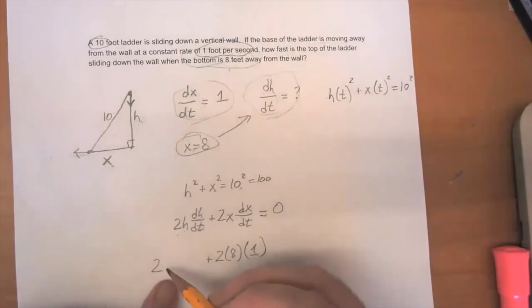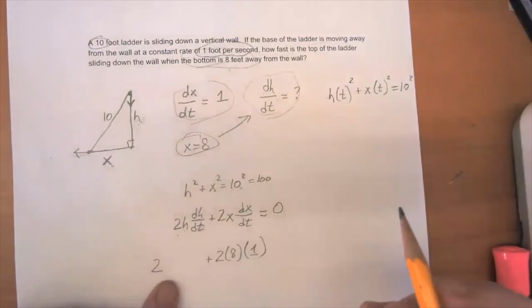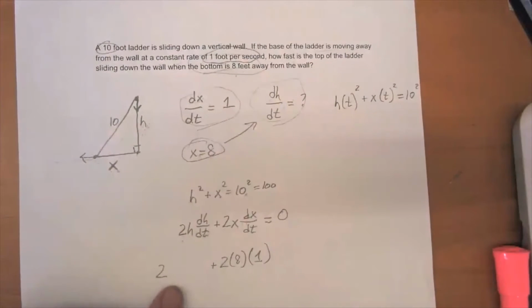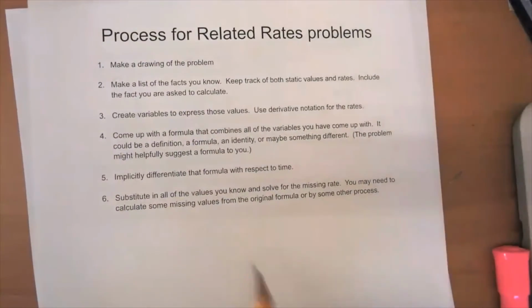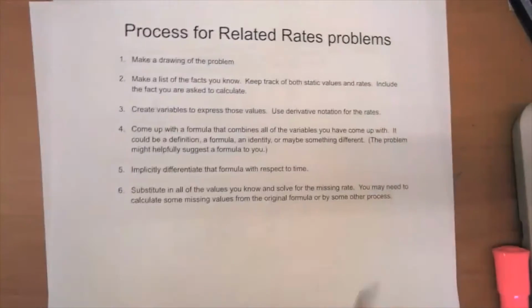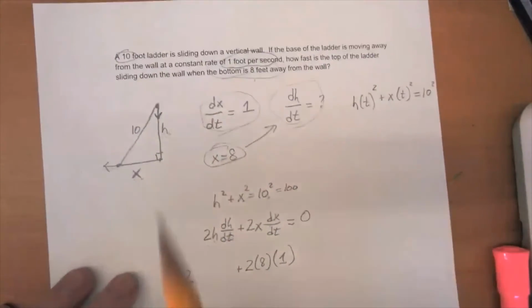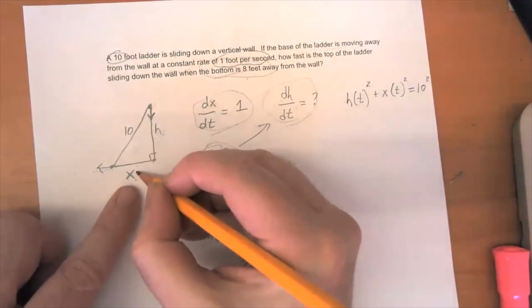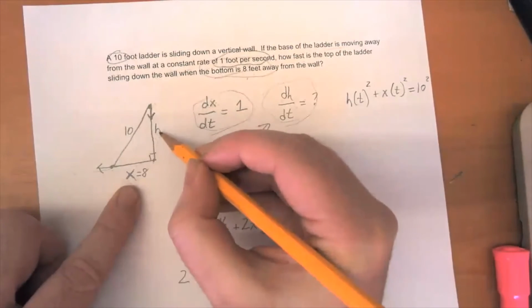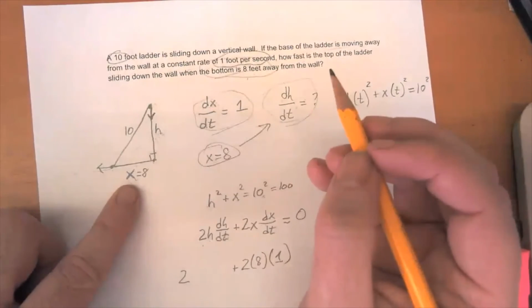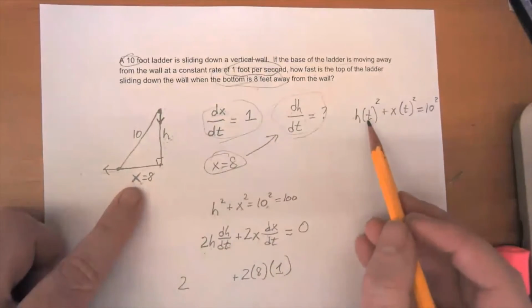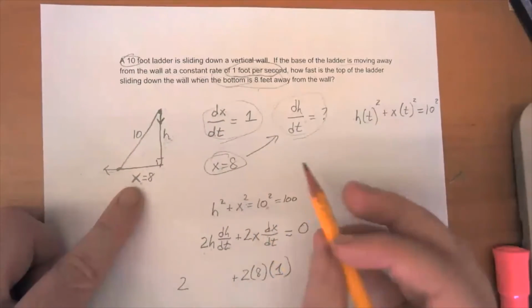So what is h equal to? This is part of the hint for step 6 of our problems. You may need to calculate some missing values from the original formula or by some other process. So at the specific moment that x is equal to 8, can we figure out what h is equal to at that specific moment? Once again, we can use the Pythagorean theorem.